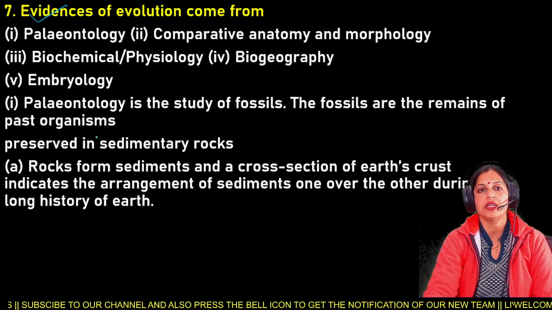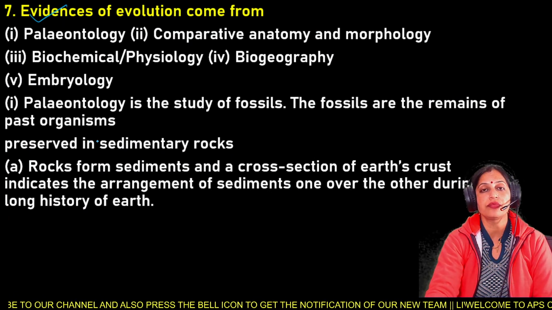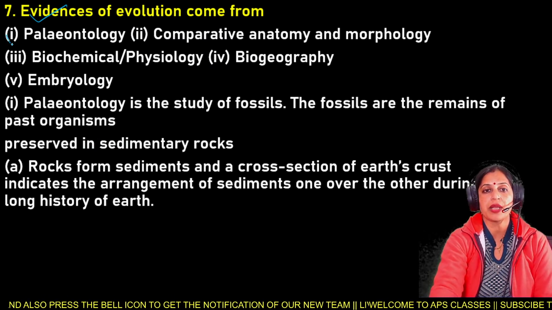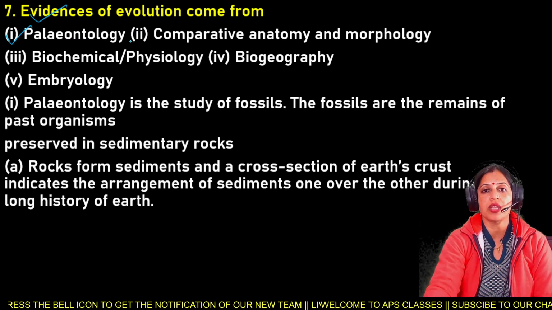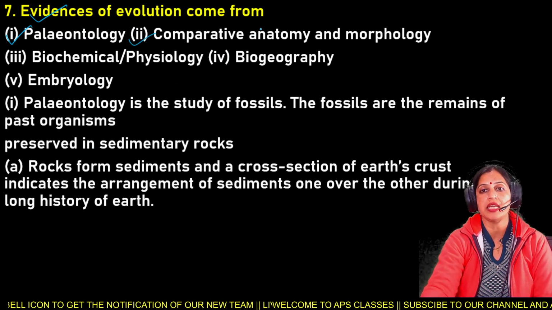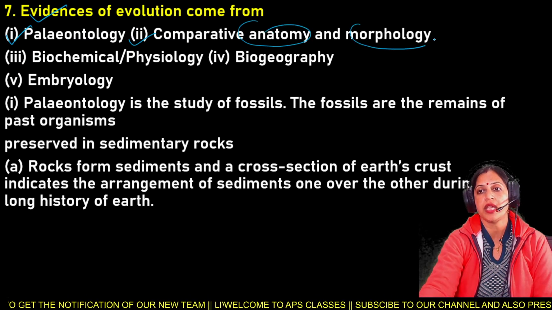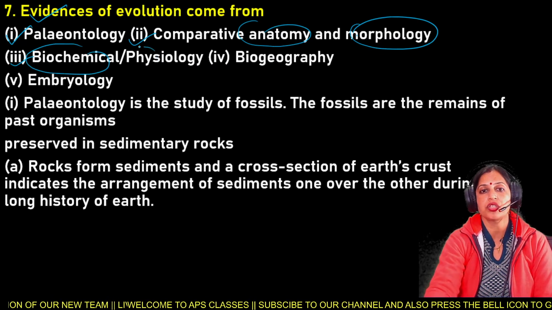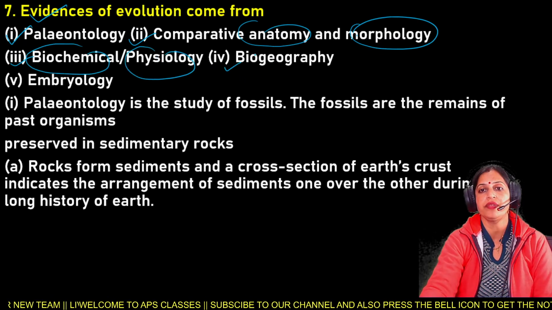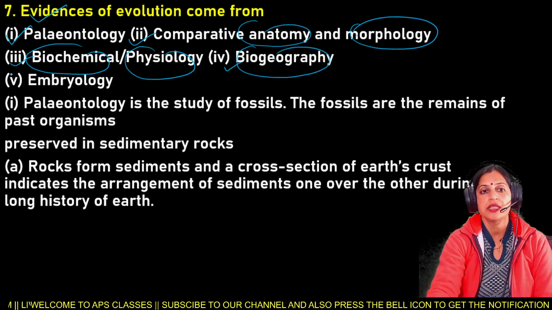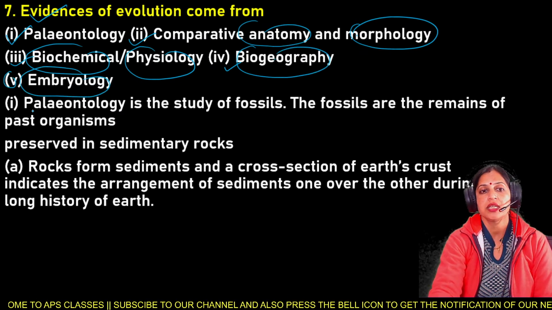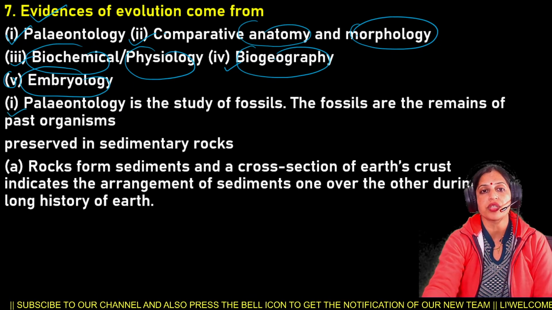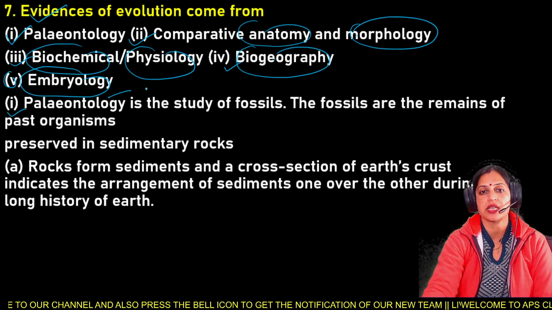Next is evolution. What are the various evidences of evolution? First is paleontology. Second is comparative anatomy and morphology. Third is biochemistry and physiology. Fourth is biogeography. Fifth is embryology. What do you mean by the term paleontology? Paleontology is the study of fossils.